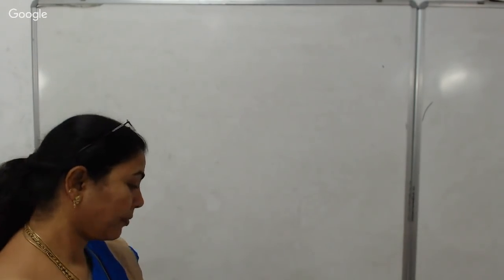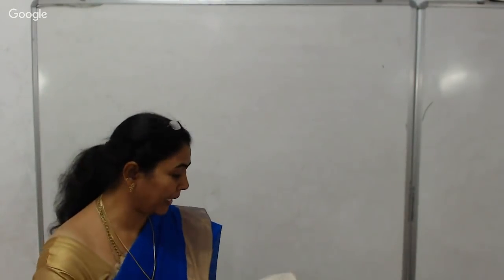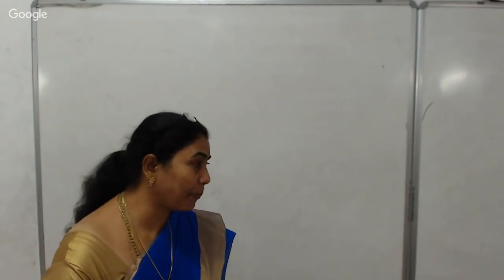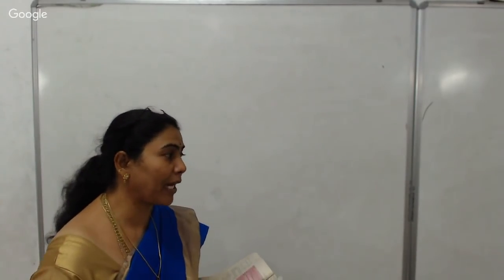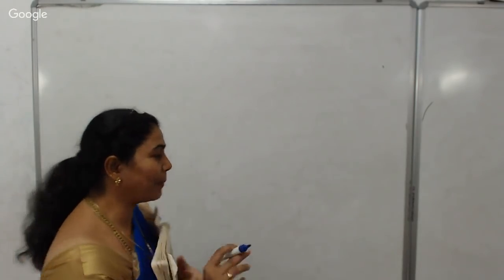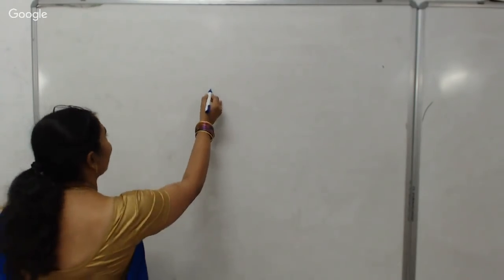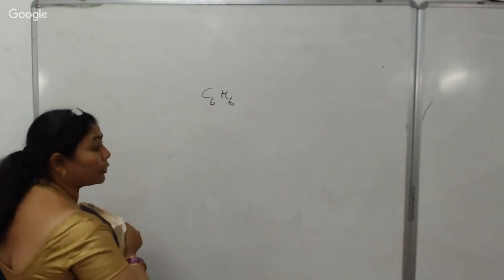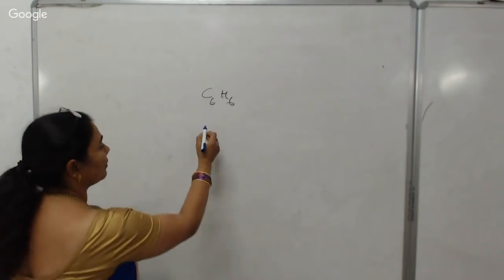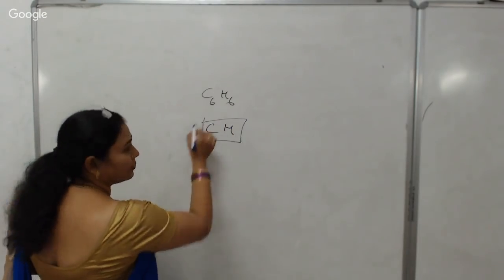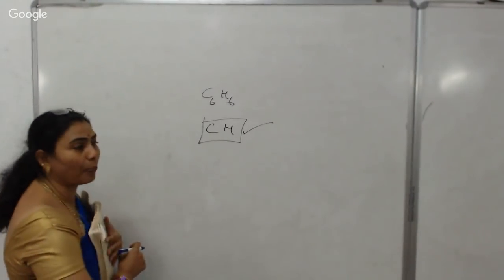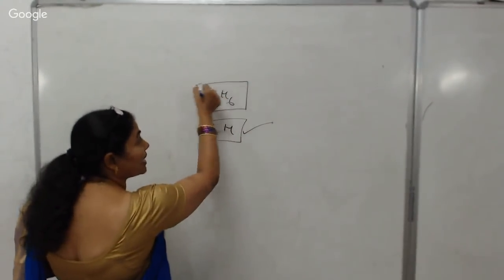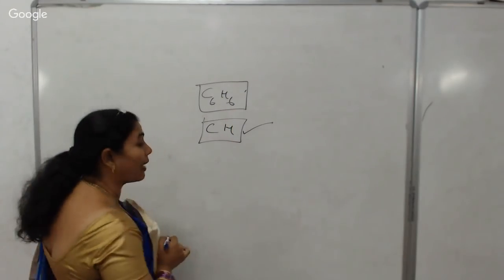Last class I completed percentage composition and related numerical problems, and empirical formula and molecular formula. What is the empirical formula? It is a skeletal structure. Once again, just 1 minute, I will explain what is the empirical formula. For example, benzene is C6H6. But if you write the empirical formula, you have to write only the skeletal formula, that is CH. Okay, this is called the empirical formula of the compound, but the molecular formula of benzene is C6H6.